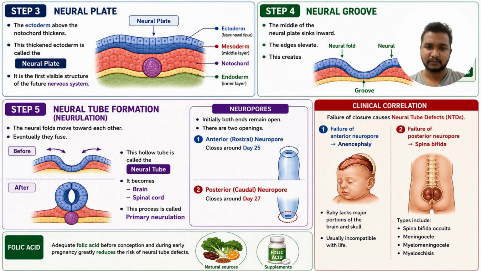After the neural tube forms, both ends remain temporarily open. These openings are called the neuropores. There are two neuropores: the anterior or rostral neuropore, which closes around day 25, and the posterior or caudal neuropore, which closes around day 27. These closure times are very important for examinations.